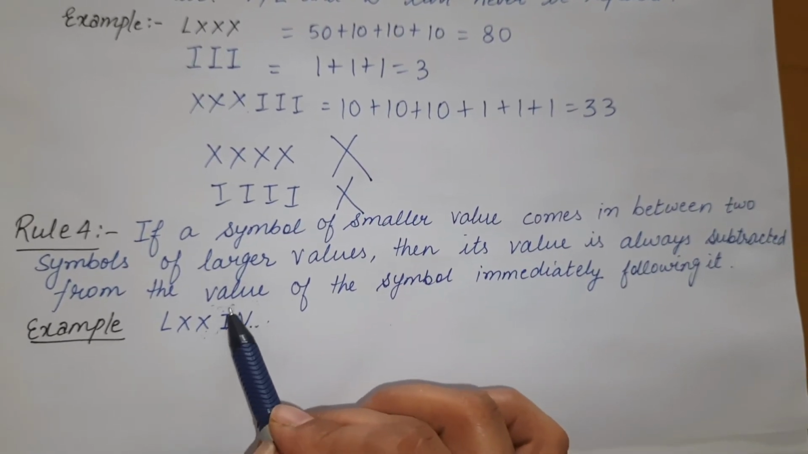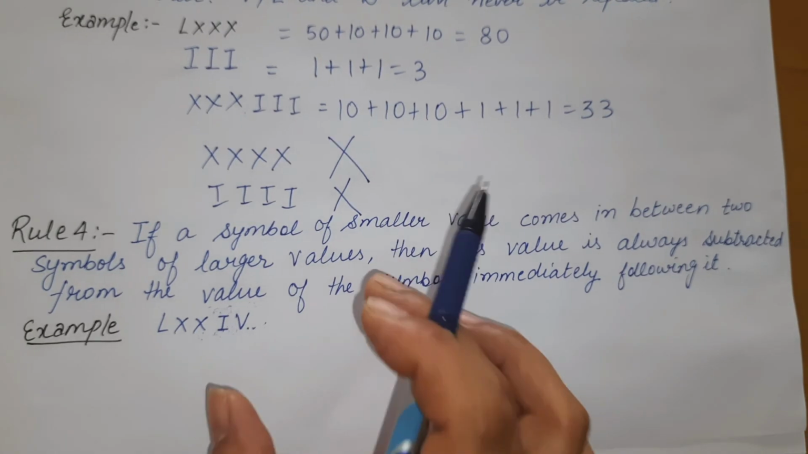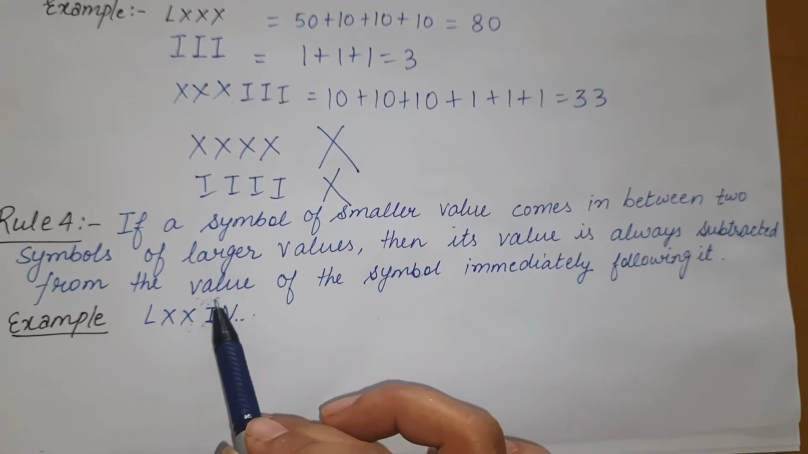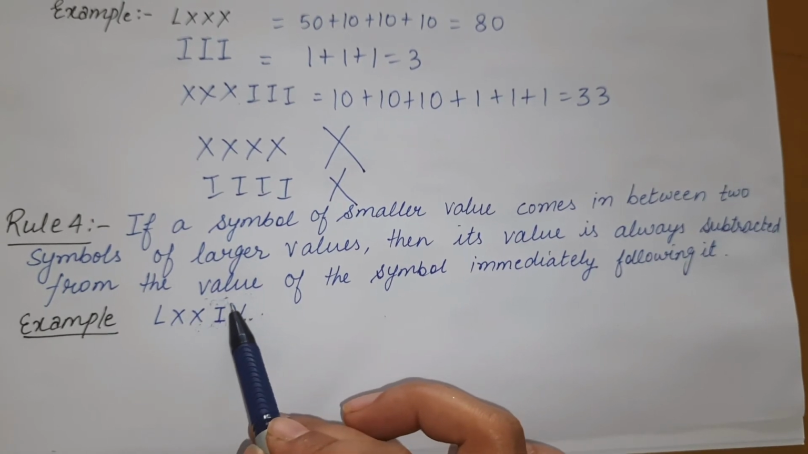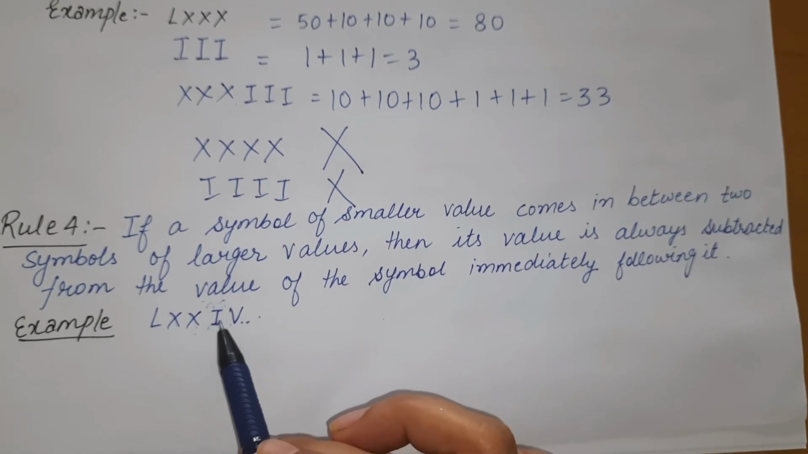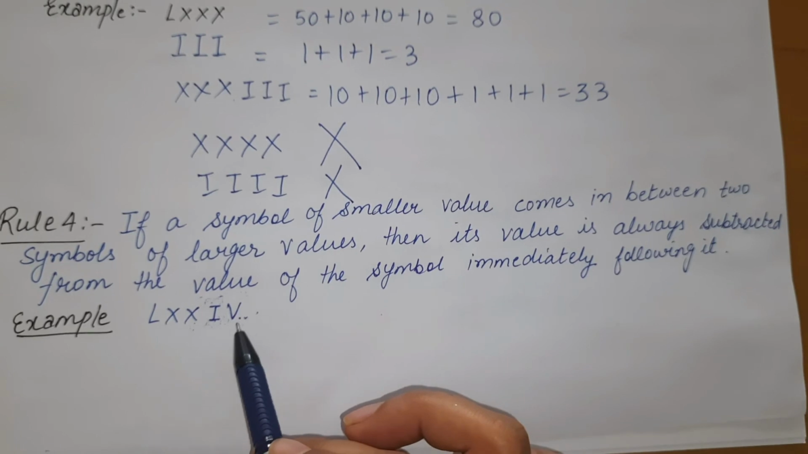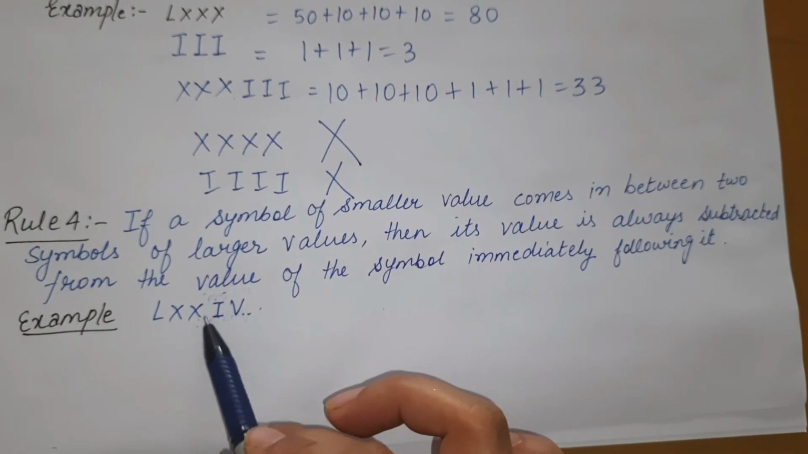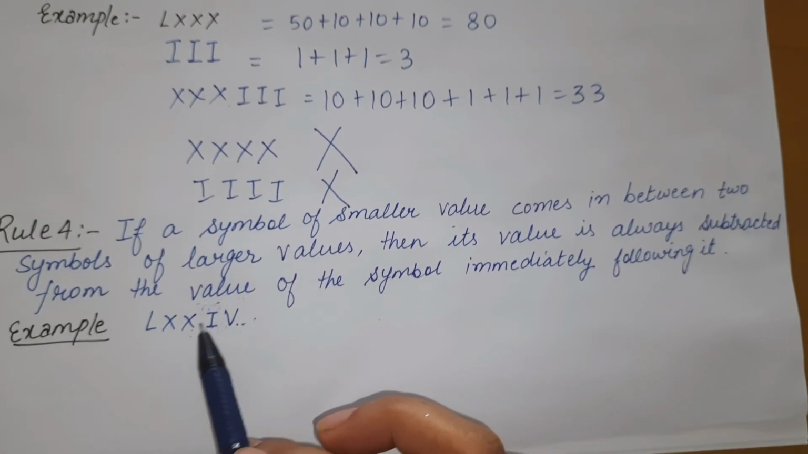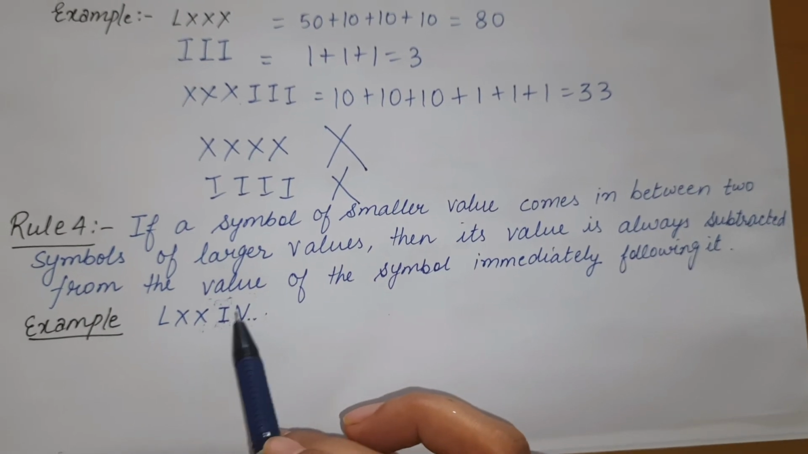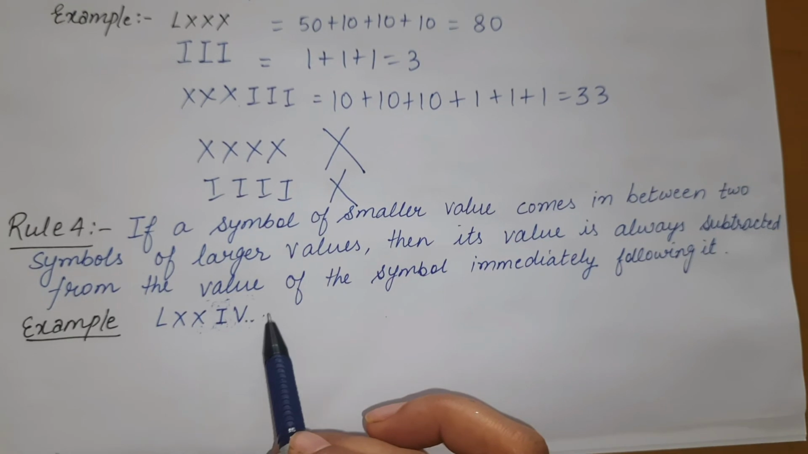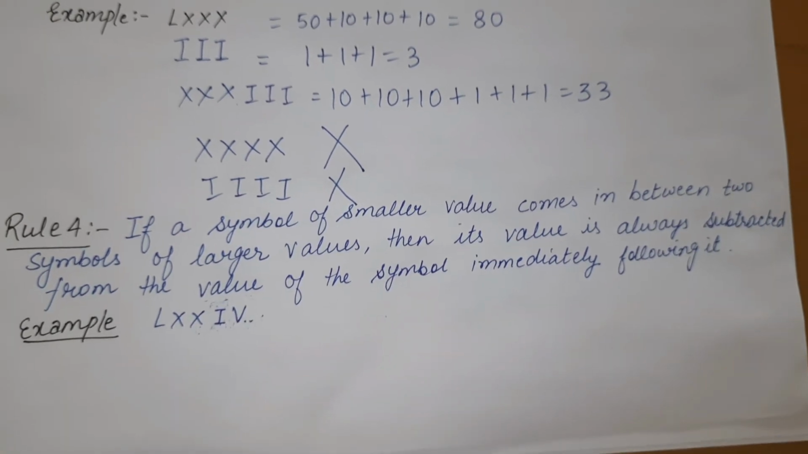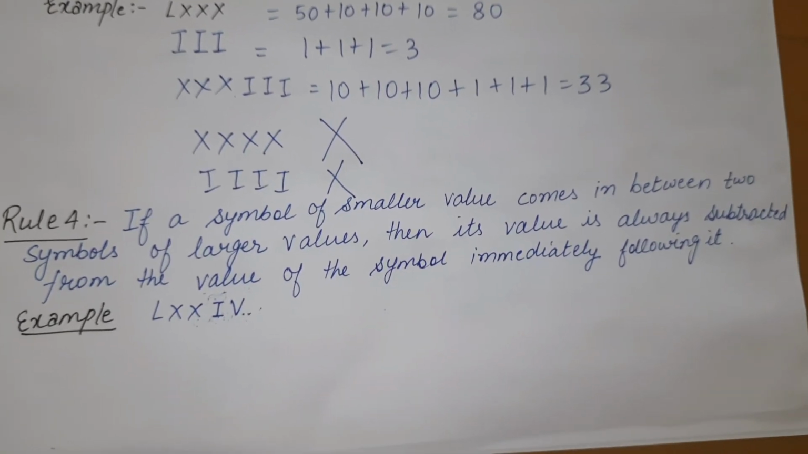ठीक है, in this kind of situation what we will do, we will subtract the value of smaller value from the value of symbol immediately following it. इसके बाद, बिल्कुल इसके बाद जो सिंबल आ रहा है उसमें से हम इसे सब्ट्रैक्ट करेंगे, ना कि उससे पहले जो सिंबल आ रहा है उसमें ऐड करेंगे. ओके, हमें क्या करना है, जो स्मॉलर वैल्यू के एग्जैक्टली बाद सिंबल आ रहा है उसमें से हमें स्मॉलर सिंबल को सब्ट्रैक्ट कर देना है.